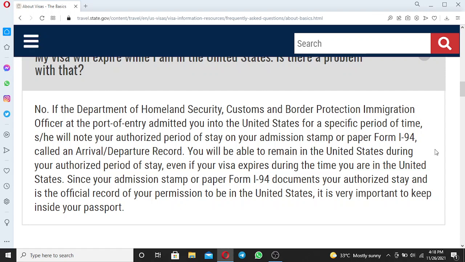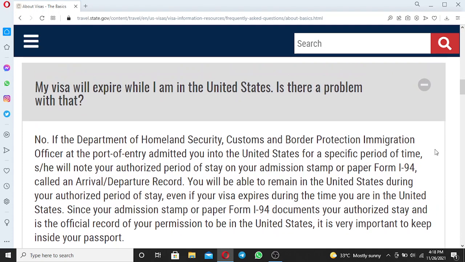Even if your visa expires during the time you are in the United States, since your admission stamp or paper Form I-94 documents your authorized stay and is the official record of your permission to be in the United States. It is very important to keep it inside your passport.